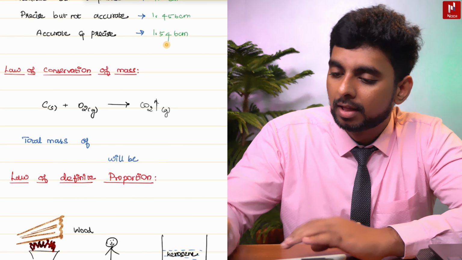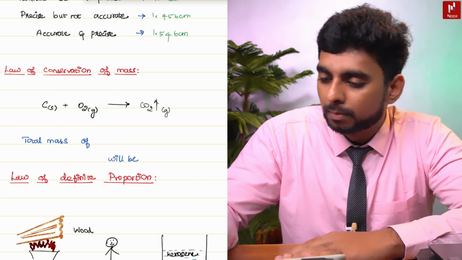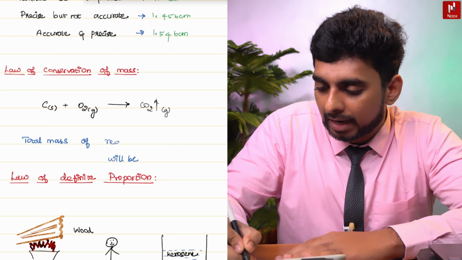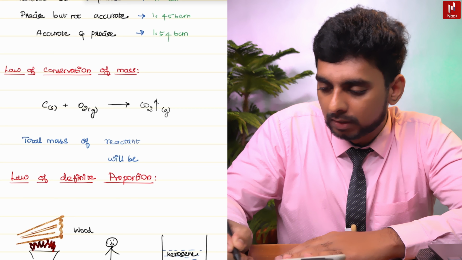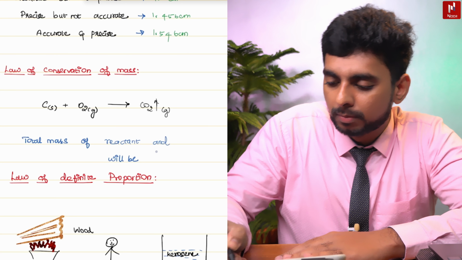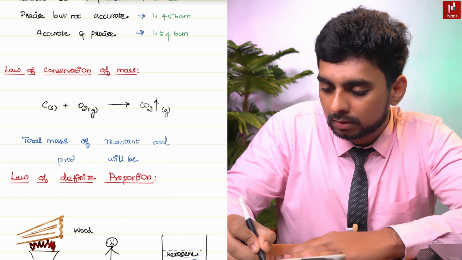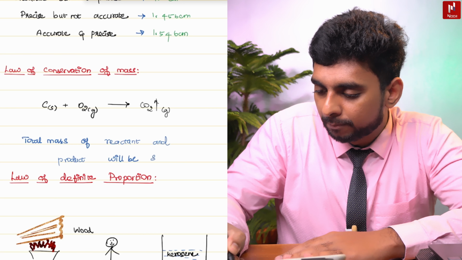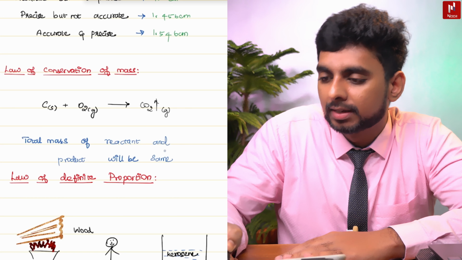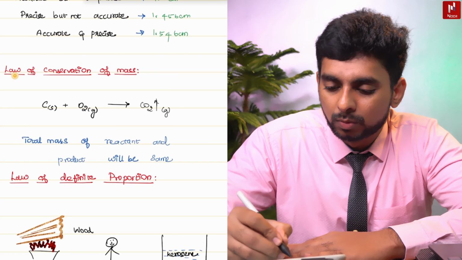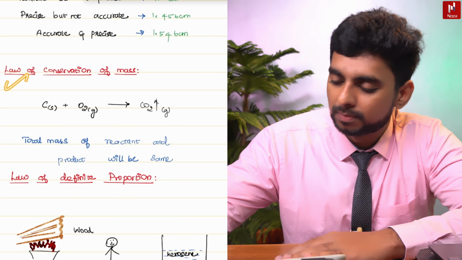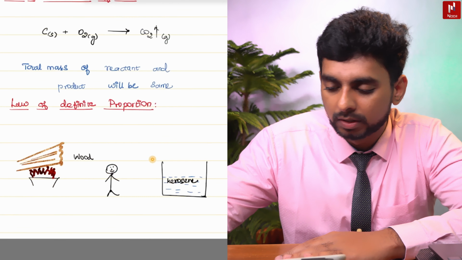It should be clear. The statement will be like total mass of reactant and total mass of product will be same. You need to have same amount of reactant and then the product, right? So this one is the law of conservation of mass. It should be clear. No doubt should be there.